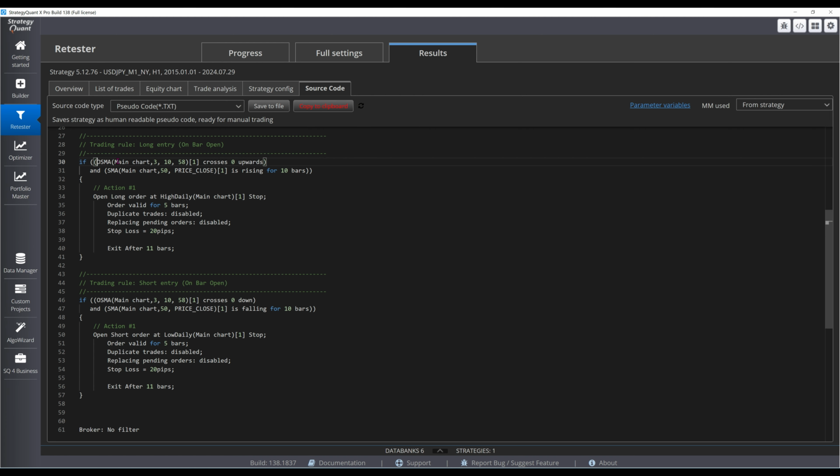So for longs, you want the OSMA to cross above 0, meaning the oscillator is crossing above its slower 58 period SMA, indicating bullish momentum. A buy stop is placed at the previous day's high, valid for 5 bars. Surprisingly, the builder ended up with a tight 20 pip stop loss with an equally tight 11 hour time stop, so we aren't exactly riding the trend here.